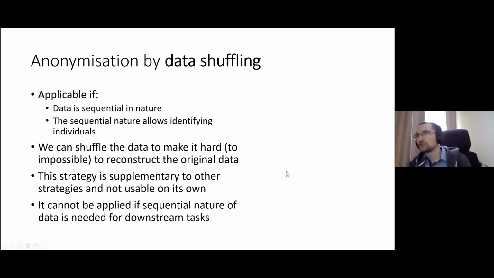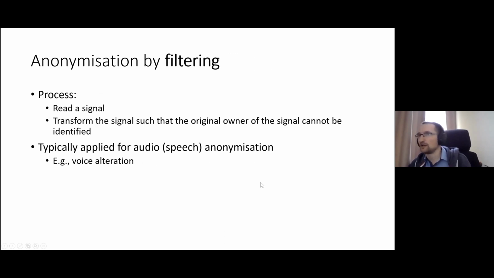Then the next strategy is data shuffling. I briefly introduced that at the beginning, so I will skip over that to preserve time. And then the last one is filtering, where we read in a signal and then we transform that signal such that the original owner of the signal, or the carrier of the signal, the individual, cannot be identified. I mentioned that this is typically done for audio, where we want to alter the voice of people.